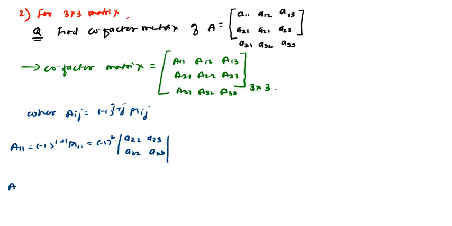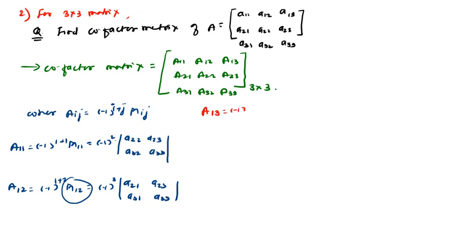On similar way, we can calculate A12, which will be minus 1 raised to 1 plus 2 into M12. So this will be minus 1 raised to 3 into determinant. What determinant? What is this M12? M12 is the minor of the element A12. Here is the element A12. So hide the row and the column where that element is present. Okay, so what remains? A21, A31, then A23, A33.